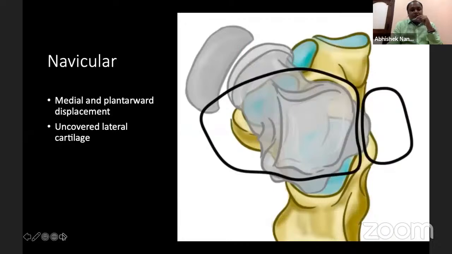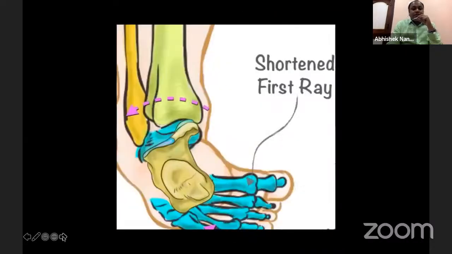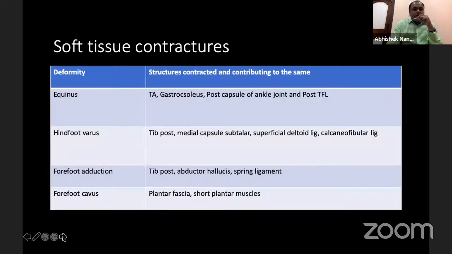The position of the navicular: there is a medial displacement between the talus and the navicular, and there is an uncovering. The cuboid is also displaced medially. And there is a shortening of the first ray. So what is the soft tissue contracture associated with CTEV? If it is equinus, the structures which are contracted and contributing are the tendo-Achilles gastrocsoleus, the posterior capsule of the ankle, and the posterior part of the TFL.